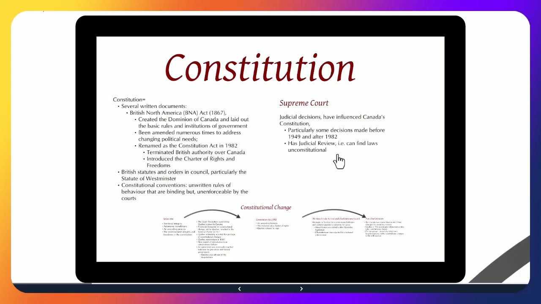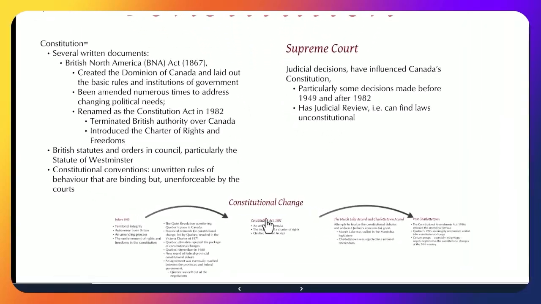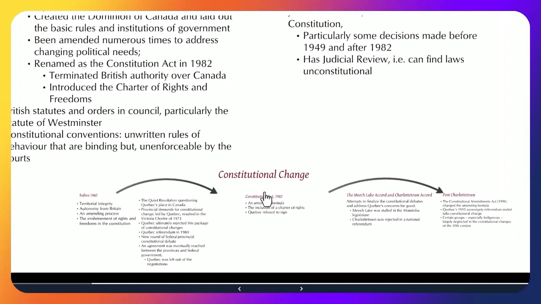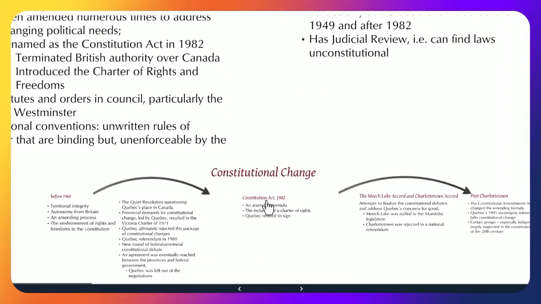So, an overview of the matters of constitutional change in Canada. I've divided it into several eras here: before 1960, and then the 70s and 80s, moving on to the Meech Lake Accord, Charlottetown Accord, and the situation post-Charlottetown.